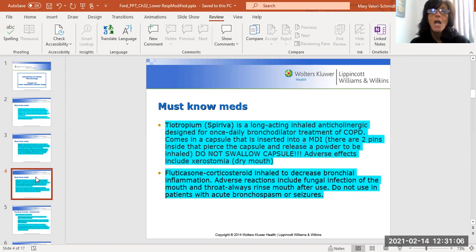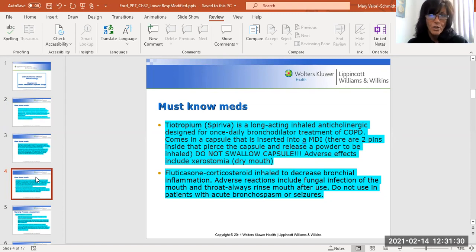Okay. And then last but not least, we use corticosteroids that are inhaled. And the one that we'll talk about is fluticasone. So it's an inhaled corticosteroid. Corticosteroids decrease inflammation. So the ones for bronchial inflammation, fluticasone is one of them, decreases the inflammation in the bronchial airways and allows the patient to breathe easier.